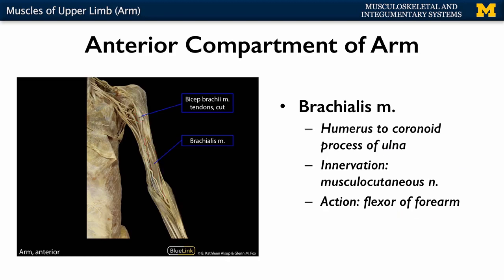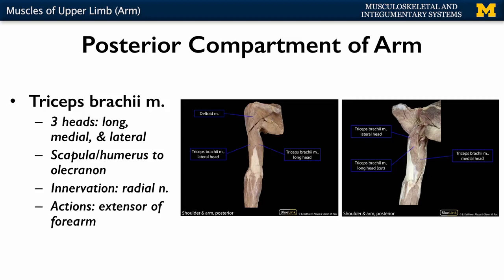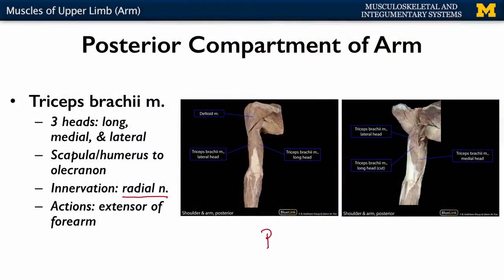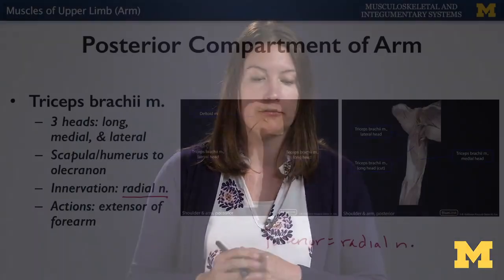So anterior compartment, musculocutaneous. When we move to the posterior compartment, this is going to be innervated by the radial nerve. And this is the first time that really comes up. But anytime you think of the posterior region of your upper limb, so not only arm, but forearm, posterior equals radial nerve. So this will really help in minimizing the things that you need to memorize. Almost all portions of the posterior compartments are going to be radial nerve.